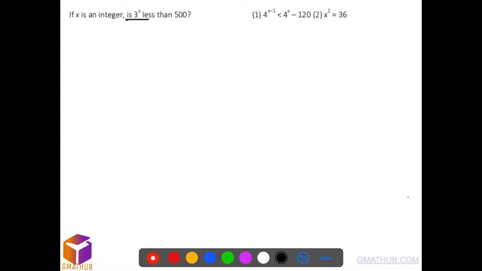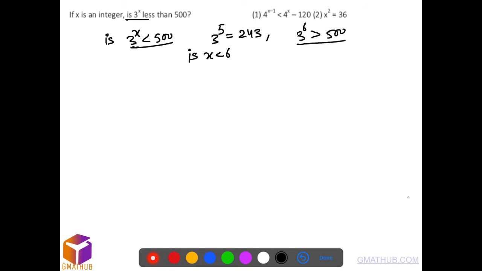Now if you check here, is 3 raised to power x less than 500? Now 3 raised to power 5 will be 243, and 3 raised to power 6 obviously will become more than 500. So actually we are checking, is x less than 6? That's the question, if you see carefully. If the exponent is less than 6, only in that case it will be less than 500, otherwise it will be more than 500.